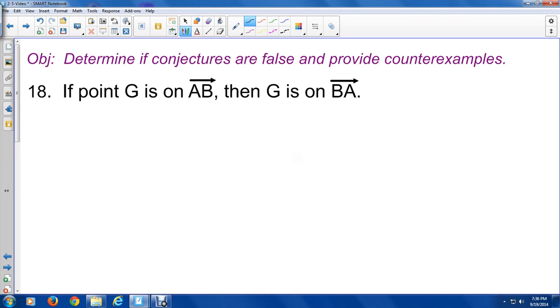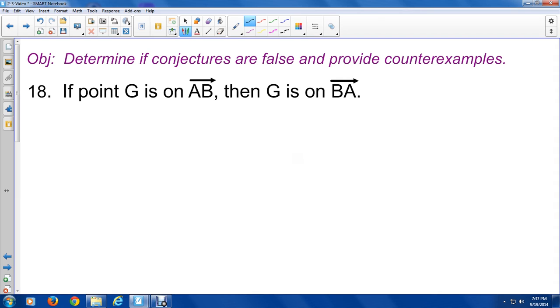Okay, definitely the hardest part of what we did so far with logic statements is deciding if conjectures are false and providing counterexamples. I can't give you really an easy way to do this because you are actually trying to go against maybe what is normally thought of and try to prove a maybe seemingly true statement false by finding the few or the one counterexample that may exist.